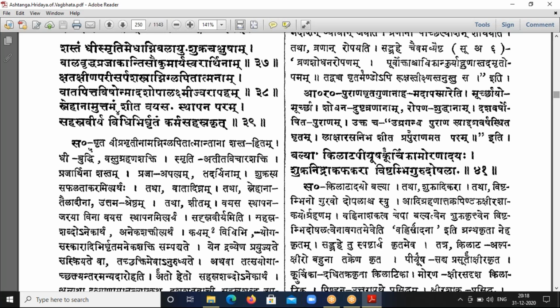The milk which coagulates soon after starting heating. You take the milk, put it on an oven or stove, start heating, and immediately the milk coagulates, curdles. That is known as nashtadugdham. Coagulated milk or curd of milk.